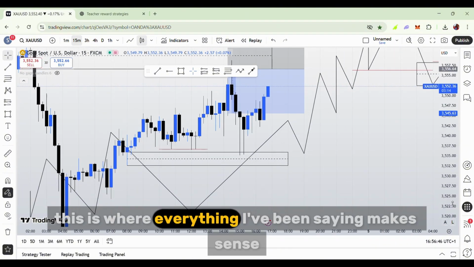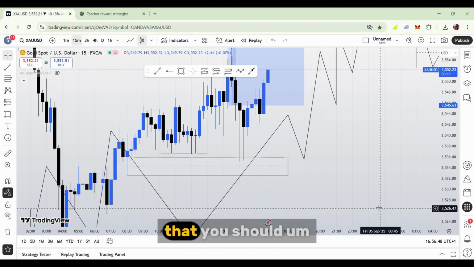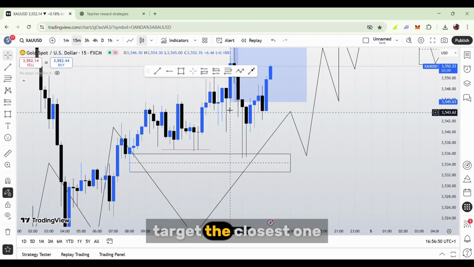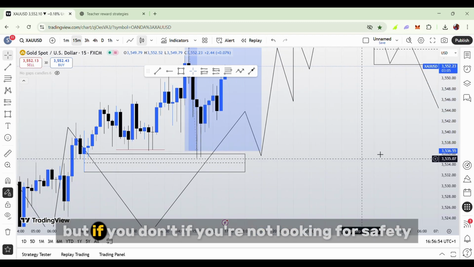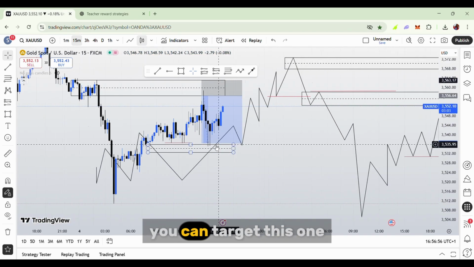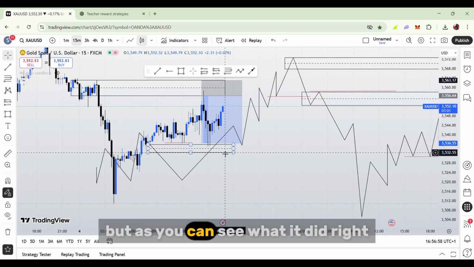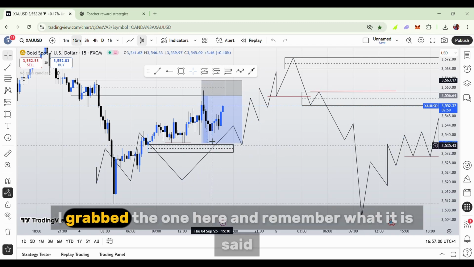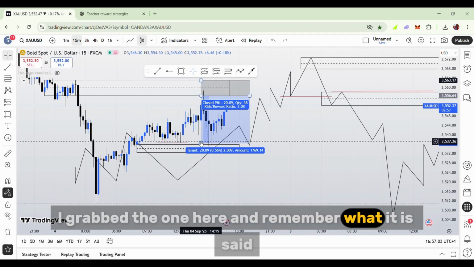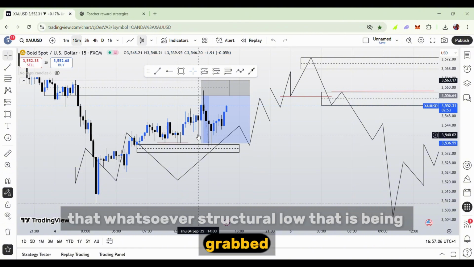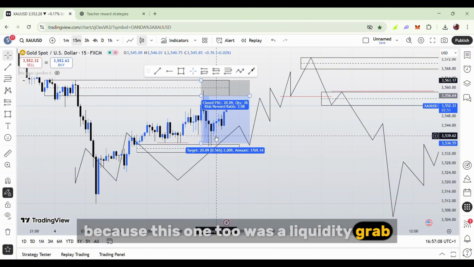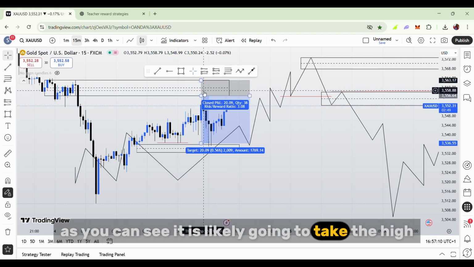This is where everything I've been saying makes sense: you should target the closest one, if you are looking for safety. But if you are not looking for safety, you can target this one. But as you can see what it did, right? It grabbed the one here. And remember what is said, that whatsoever structural low that is being grabbed, because this one too was a liquidity grab, it is likely going to take the high.